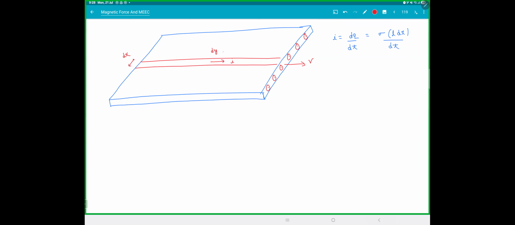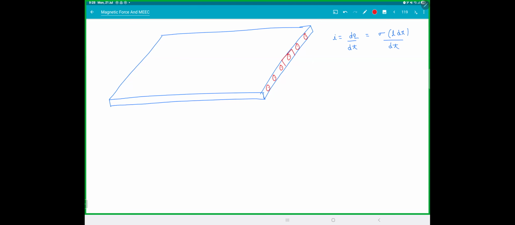Let this thing be some dx. Let this be some dy. Dx by dt is not v. That will be wrong because x and v are not in the same direction. Wait, I am not taking the element properly. Let's not make it so complex. Let's take a small element. That's better.